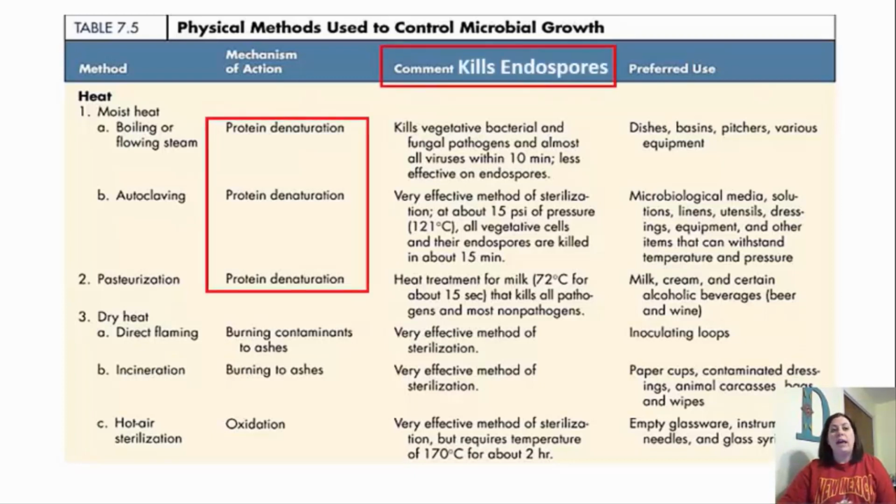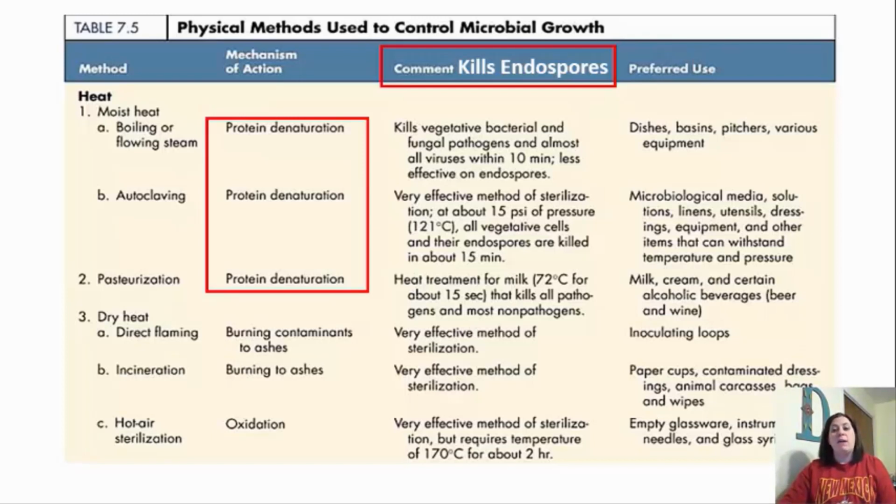Now, when we're looking at boiling or autoclaving, you'll notice that this does protein denaturation. So it's going to denature the proteins and make them where they cannot be utilized. Another thing that's important on this chart is the comment of whether it kills endospores. If you look at boiling, it kills vegetative bacterial and fungal pathogens and almost all viruses within 10 minutes, but it's less effective on endospores. So boiling might be good for some things, but not others.